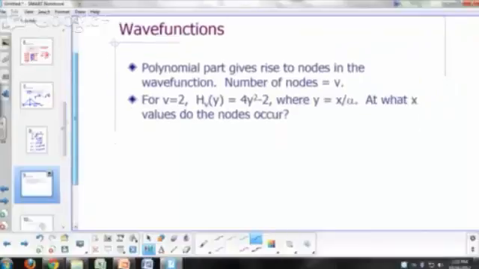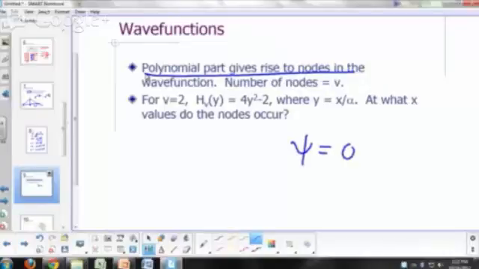Now, it's the polynomial part that gives rise to nodes in your wave function. Remember, what's a node? Do you remember what a node is? That's when your function goes to 0, right? At the node, your wave function changes sign from positive to negative. That's when it crosses 0. The number of nodes is just going to be equal to v, whatever v is.